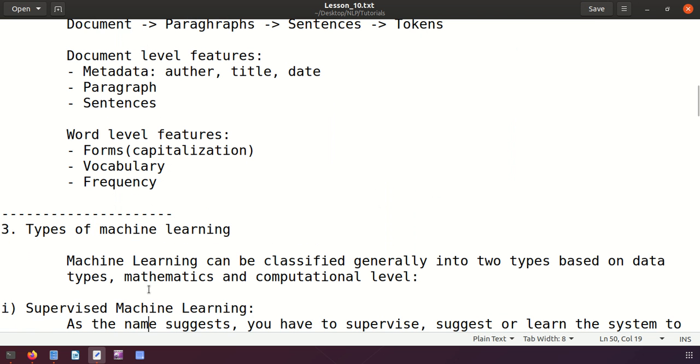And if we go to word level, what do we have? We have forms like capitalization, uppercase, lowercase, all those things. Then we have the vocabulary, the meaning of the words. And we have the frequency, how many times that word is repeated. Like we studied different types of frequencies: one-hot encoding, frequency counts, and TF-IDF. That will be considered as a value for the word. So these are called the word level features.